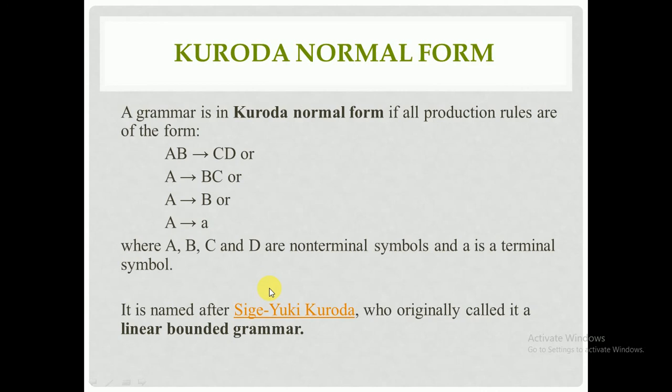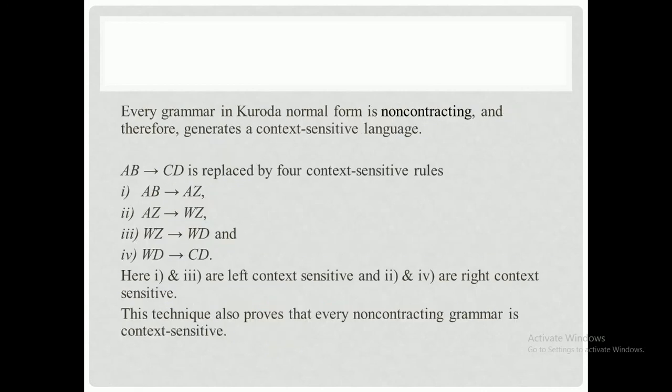He was the scientist who originally called it a linear bounded grammar. So originally this normal form is called linear bounded grammar. Every grammar in Kuroda normal form is non-contracting and therefore generates a context sensitive language. So let's proceed with its meaning, non-contracting. Here the first production capital AB goes to CD is replaced by context sensitive rules. So these are the rules.